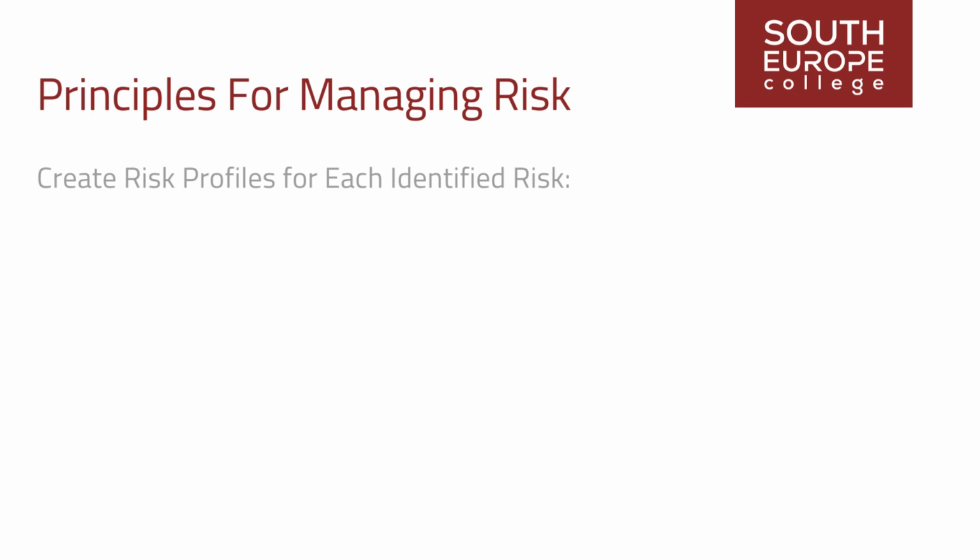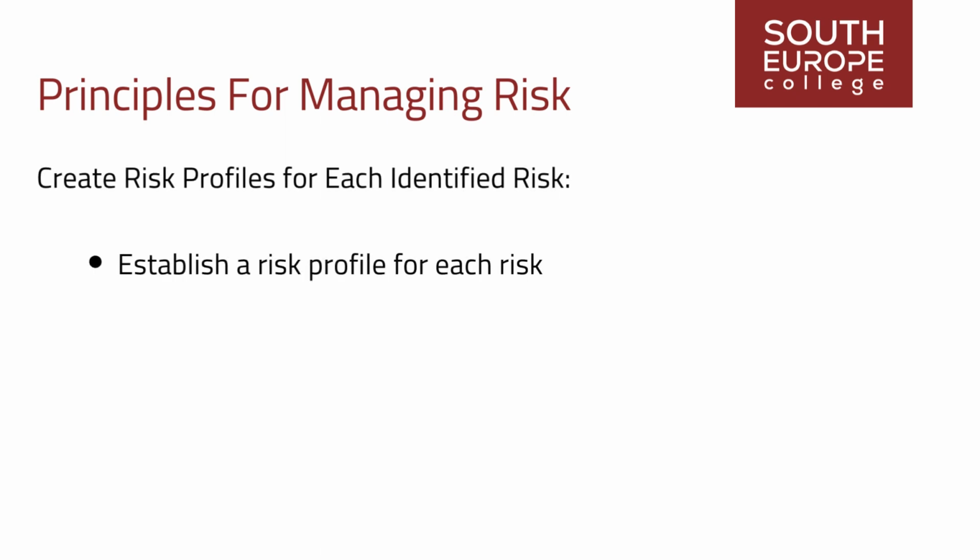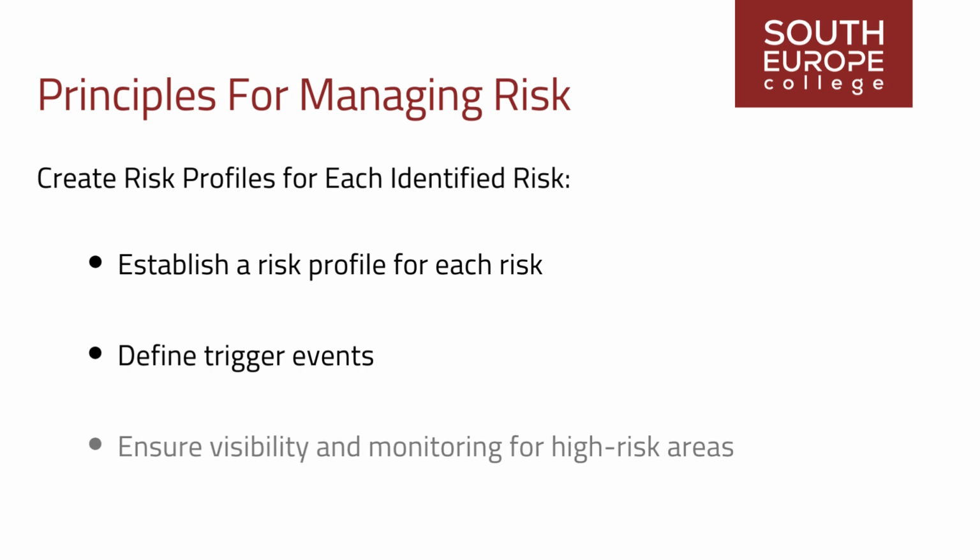Create risk profiles for each identified risk. Establish a risk profile for each risk, incorporating likelihood, cost, and schedule impact and contingencies. Define trigger events, the earliest visible symptoms signaling the materialization of a risk. Ensure visibility and monitoring for high-risk areas, keeping contingency plans regularly updated to align with project progress and emerging risks.